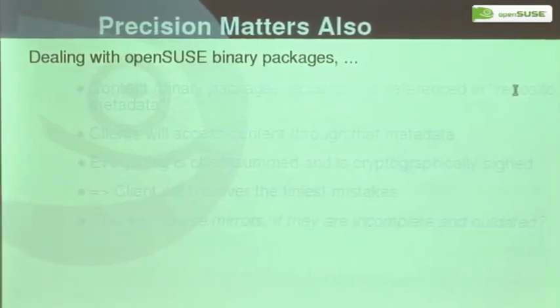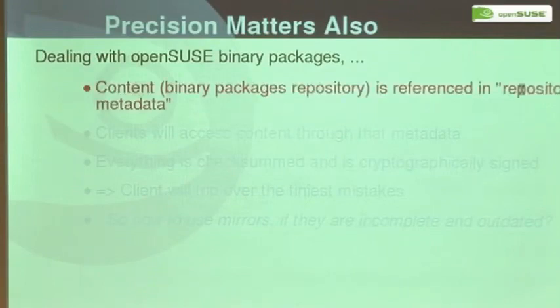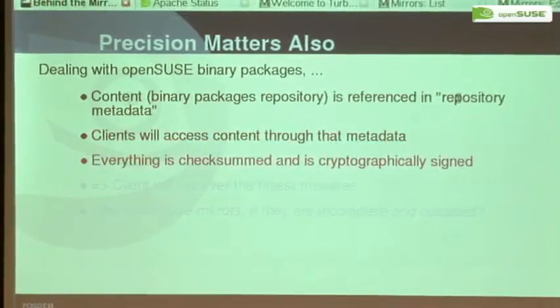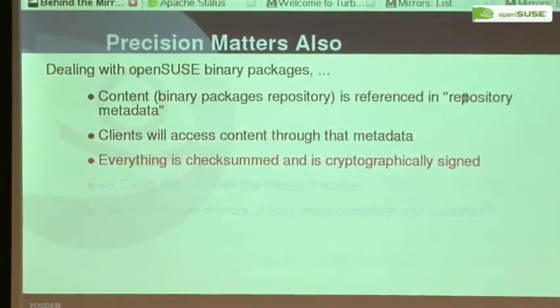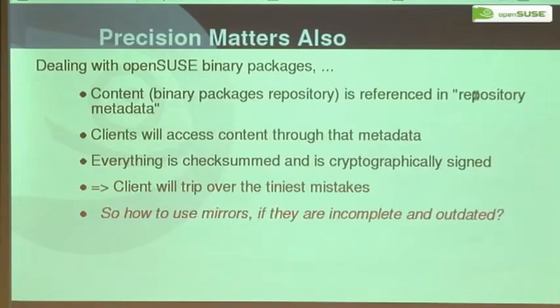Before the answer, another thing which makes it even more complicated is that the open source binary packages that we offer for download are referenced in metadata. And this metadata contains checksums and cryptographic signatures. So if there's something wrong or packages come in the wrong version from some mirror, then the client will trip over it. So back to the question, what can we do?